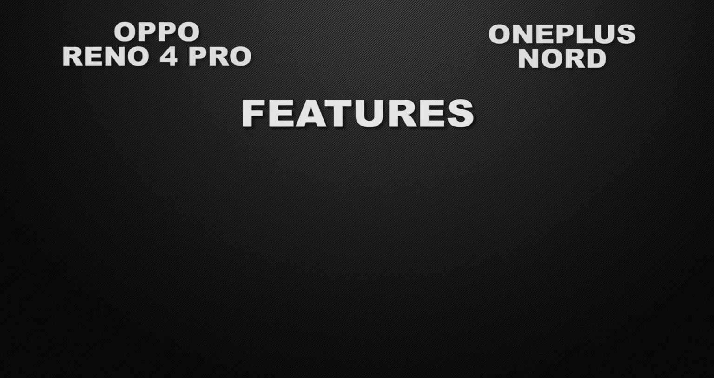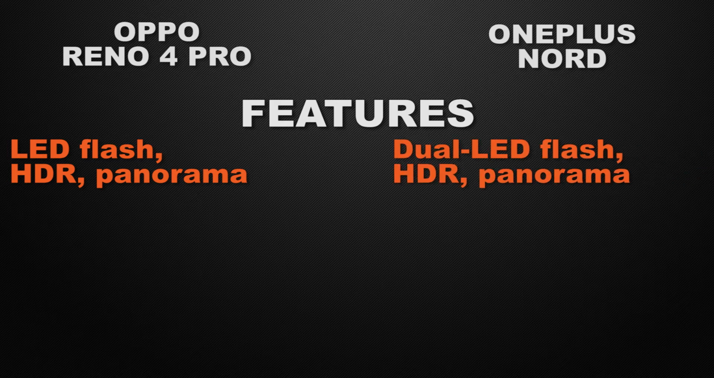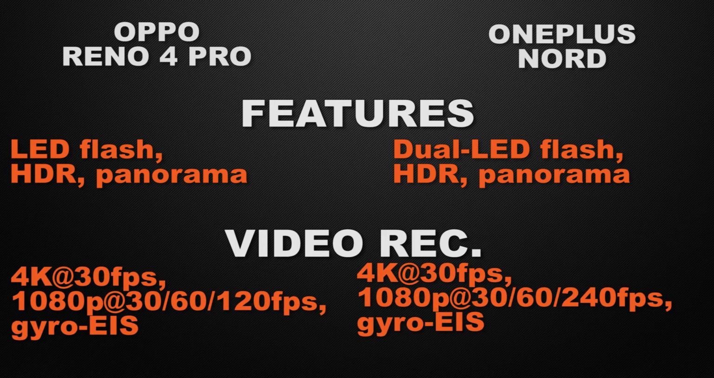Let's talk about the camera features of the devices. Reno 4 Pro has LED flash, HDR and panorama and Nord has dual LED flash, HDR and panorama. So the winner here is Nord because of the dual LED flash. And about the video recording options of the devices, both of the devices can shoot 4K video and 1080p video with gyro electronic image stabilization. But Nord can shoot 1080p at max 240 fps. So the winner here is OnePlus Nord because of 240 fps.